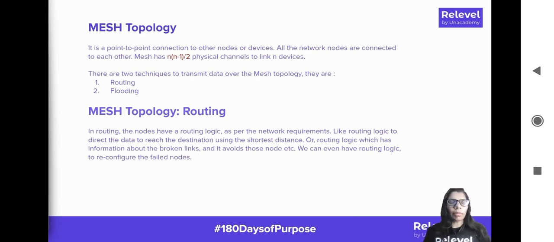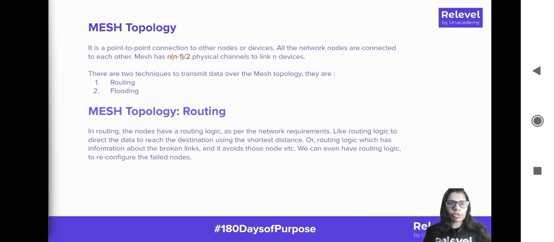So that's why mesh topology has n(n-1)/2 physical channels to link all the devices. If a total of n devices are there, then one device would be connected to the rest of n-1 devices. In that way, all the devices would have a direct connection with all the other remaining devices. So for every device, it holds true that it would be connected to the rest of n-1 devices. Now here we have two techniques, routing and flooding, to transmit the data over the mesh topology. So let's start with routing.